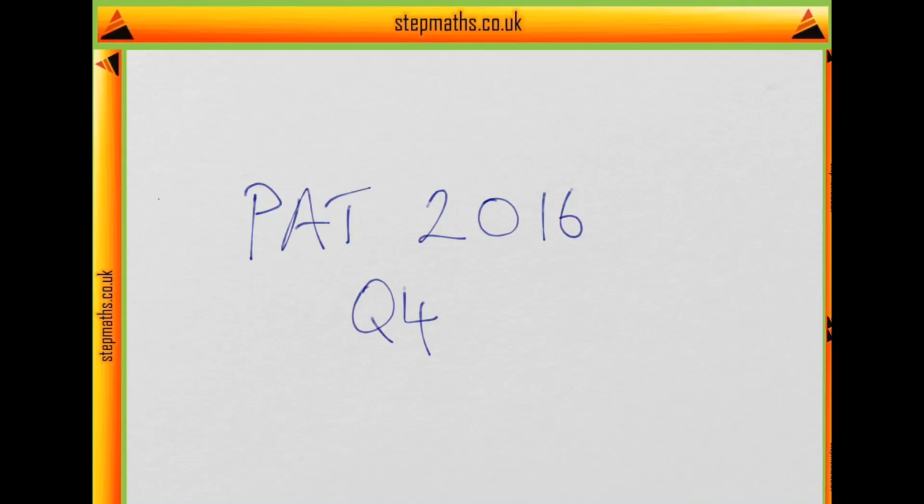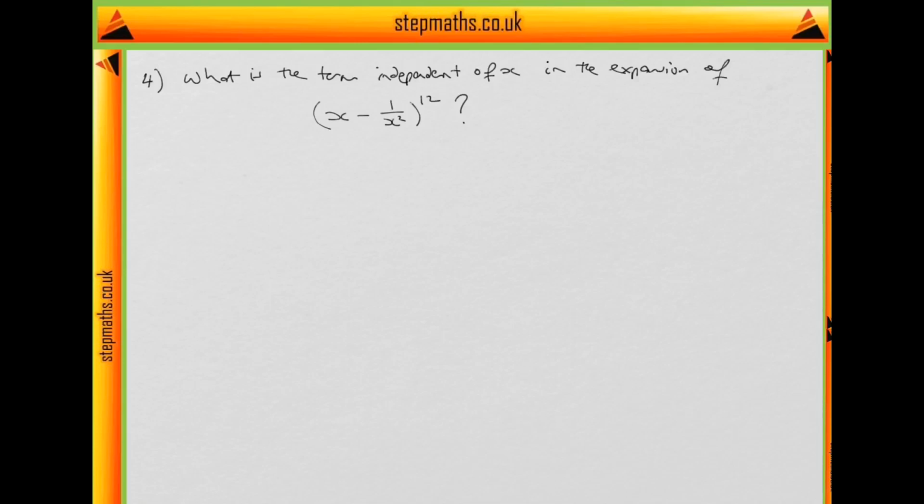Hi, today we're going to go through question 4 of the PAT paper from 2016. So question 4 says, what is the term independent of x in the expansion of (x minus 1 over x squared) to the power of 12? Okay, if you haven't seen our video on the binomial theorem, I would recommend you go and watch that.